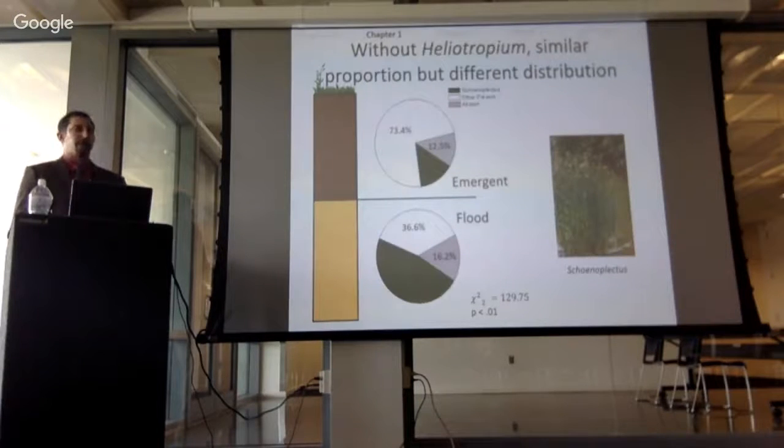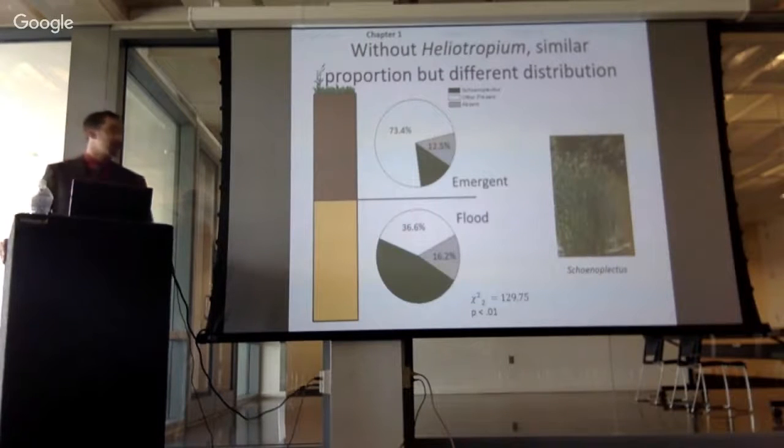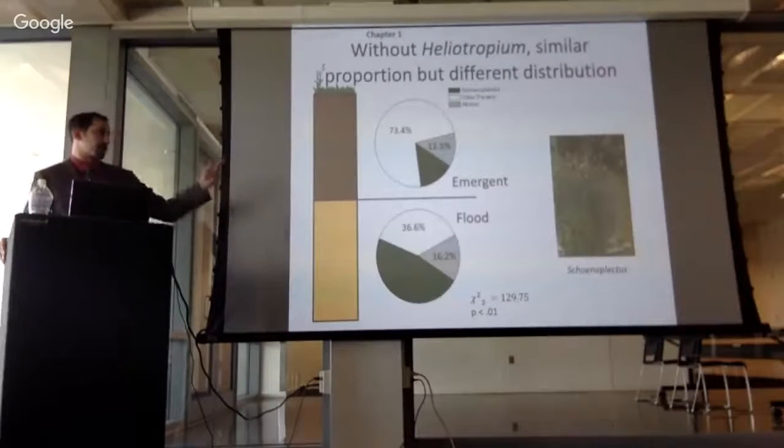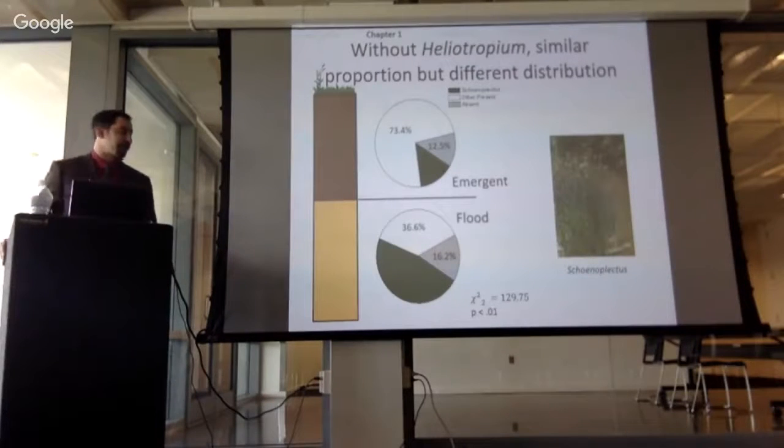And once again, taking Heliotropium out of the data set, if we just look at present and absent genera, there's no significant difference. However, if we account for the proportion of Schoenoplectus seeds, because there was such a decrease, it does come out as a significantly different distribution.